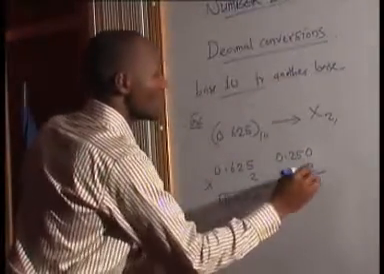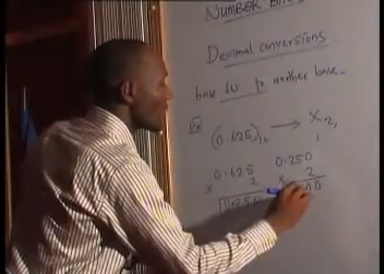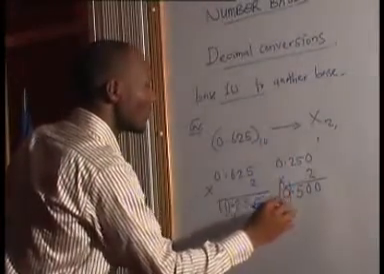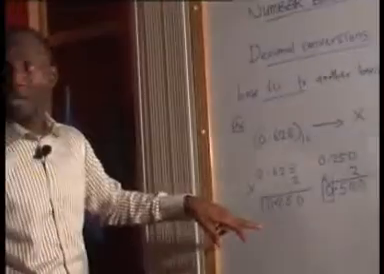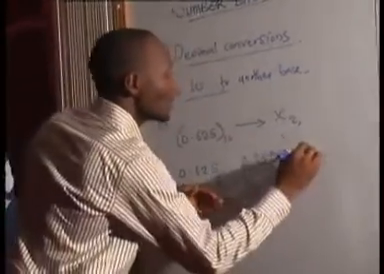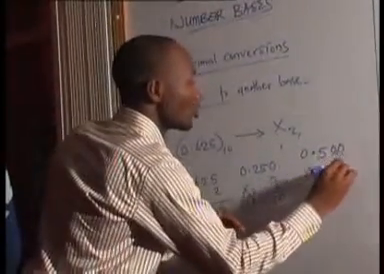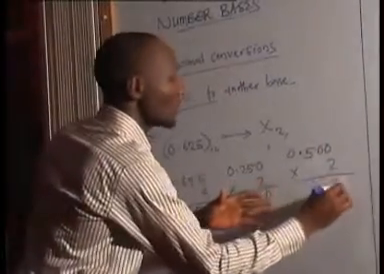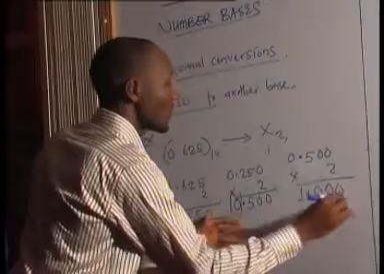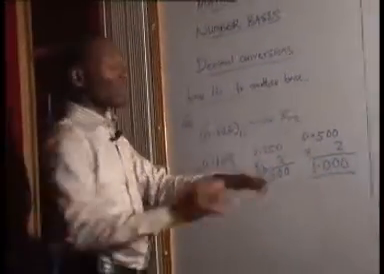2 times 0, 0. 2 times 5, 10, carry 1. 2 times 2, 4 plus 1, 5. 2 times 0, 0. So you keep this 0. Then you pick 0.500 again, times 2. 2 times 0 is 0. 2 times 0 is 0. 2 times 5 is 10. Then you carry a 1. But because you now have 0, 0, 0 after your decimal point, you're already through.